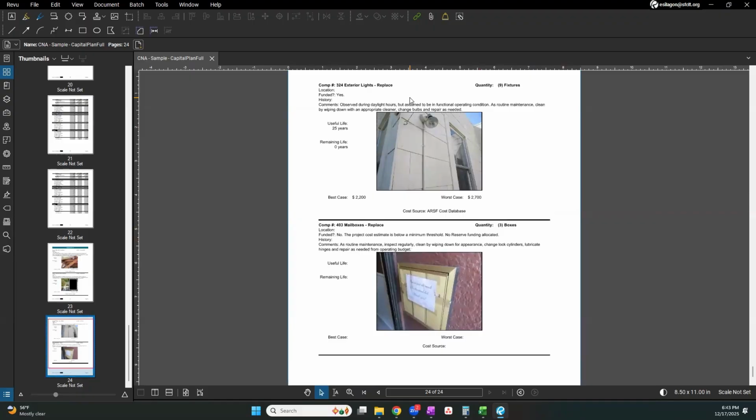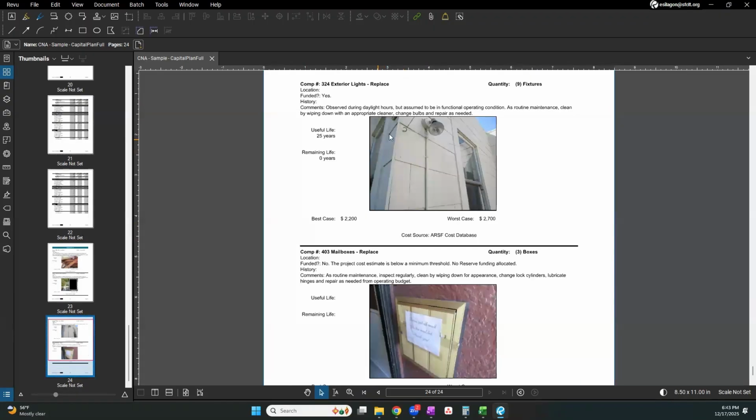Here's another page. I've got exterior lights here, 9 fixtures. And on the comments, there was an assumption that these were functional because they were observed during the daylight hours. So we don't know for sure. And then the cost source for this component was their database. All right, so that brings us to the end of our report review.